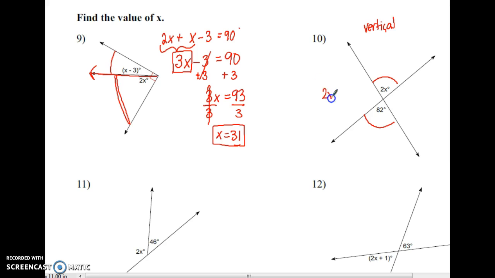So 2x is equal to 82. And now I simply solve by dividing by 2 on both sides. My goal is to isolate x, and I find that x is equal to 41. There are just a few more problems left in this section. I'm going to leave these ones up to you. Hopefully this is enough to get you started.